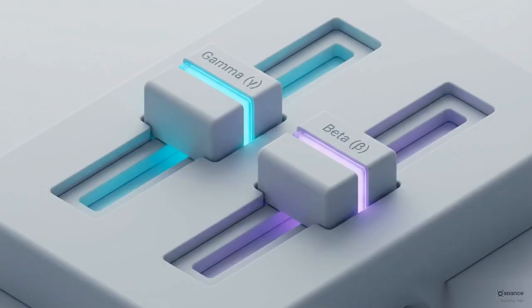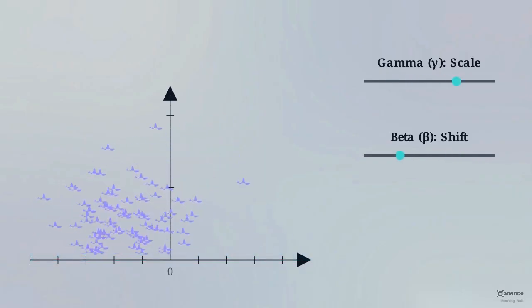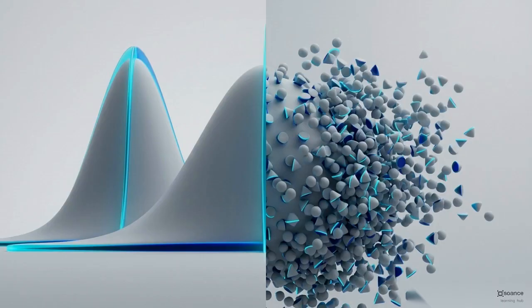To fix this, the authors added 2 learnable parameters: a scale parameter called gamma, and a shift parameter called beta. Gamma and beta give the network an escape hatch. If normalization is hurting the loss, the network adjusts these sliders to simulate an identity operation, effectively reversing the normalization process and returning the data to its original state.